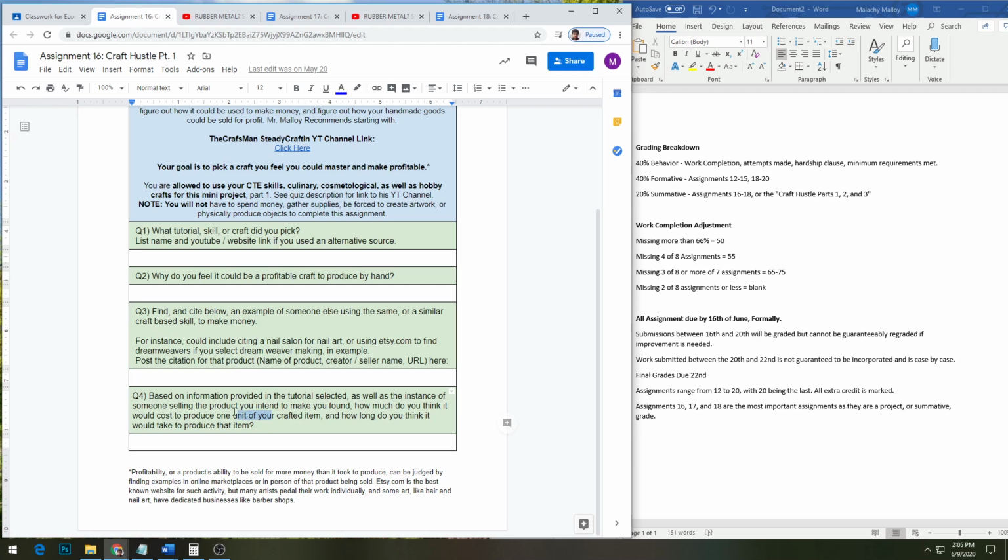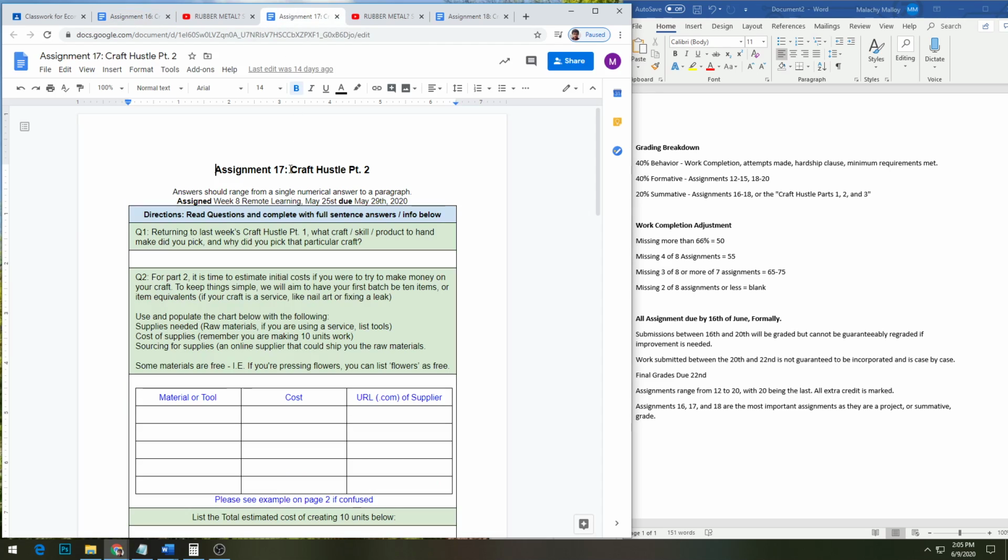And similar to what you're doing down here, where I say based on information provided in the tutorial selected, as well as the instance of someone selling the product you found, how much do you think it could cost to produce 1 unit? This is something that you're going to calculate in part 2 exactly. You can give me a ballpark here. You can also look at what the people were selling in their price for this price. So if I see that Dreamweavers are $10 on Etsy, I can put $10 down here.